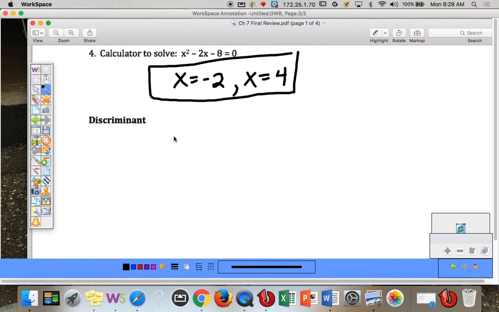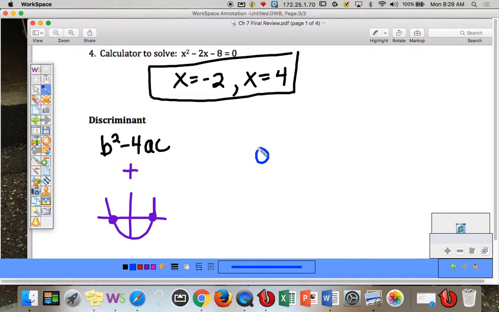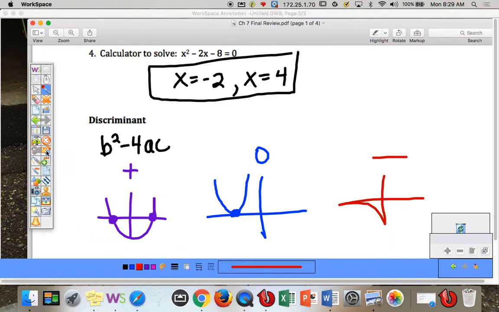All right, the discriminant is the thing under the square root sign. It's that b squared minus 4ac. And the discriminant, if it's positive, it tells you that there's two real solutions. If your discriminant is 0, it tells you there's one real solution, so it crosses your x-axis once. And if your discriminant is negative, it tells you that there's two imaginary solutions, so your graph never touches.